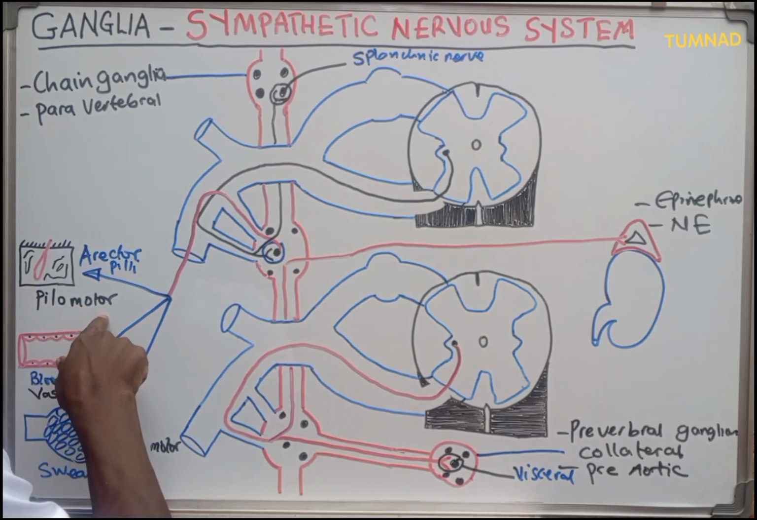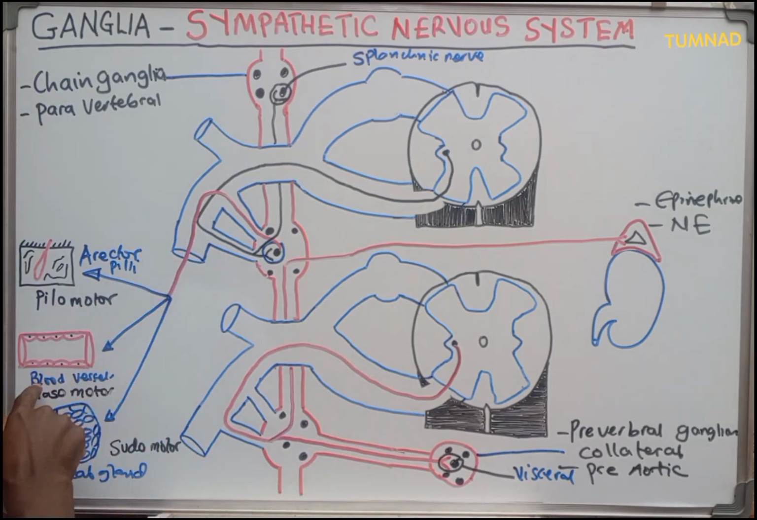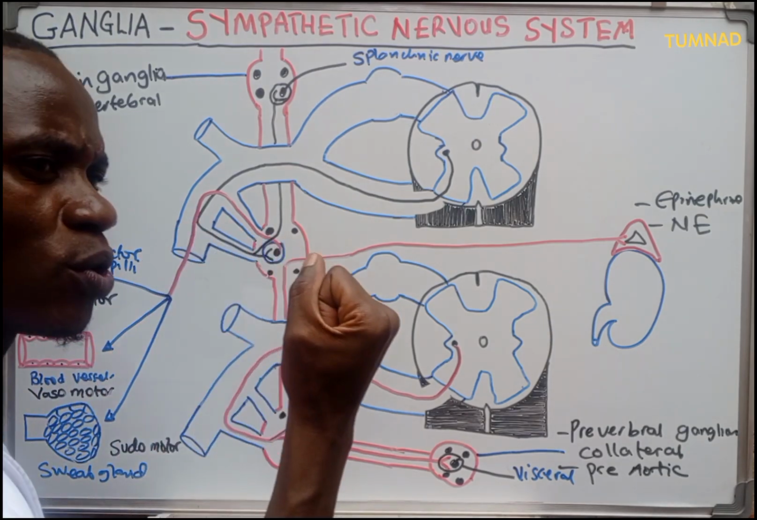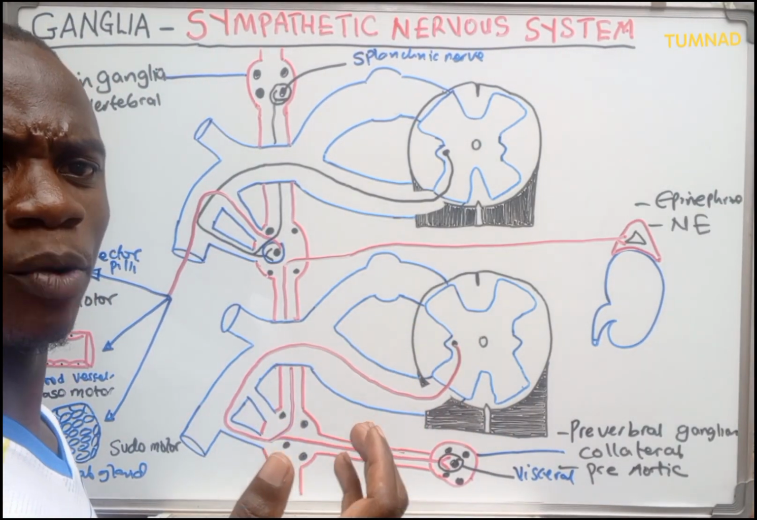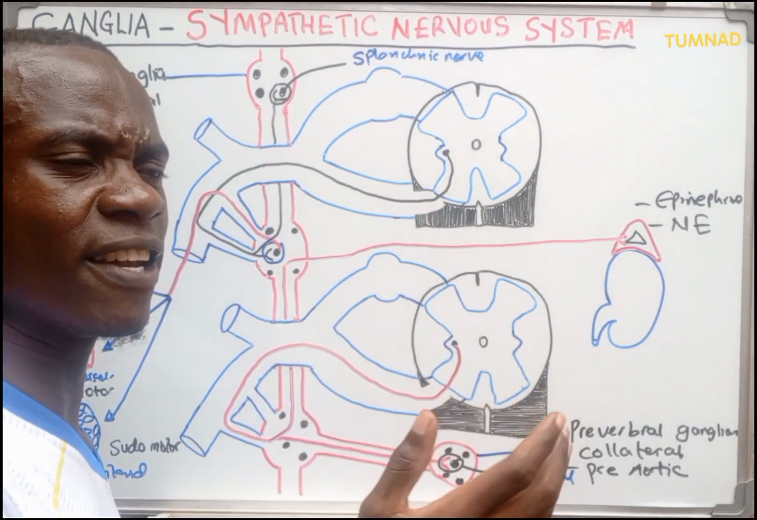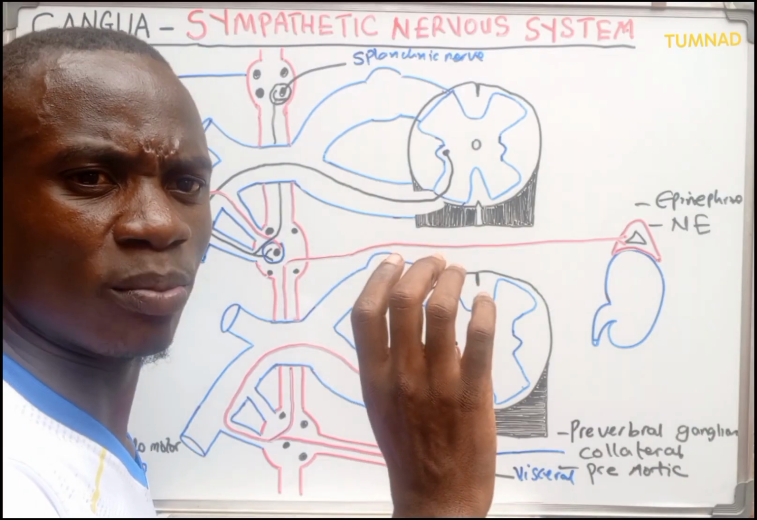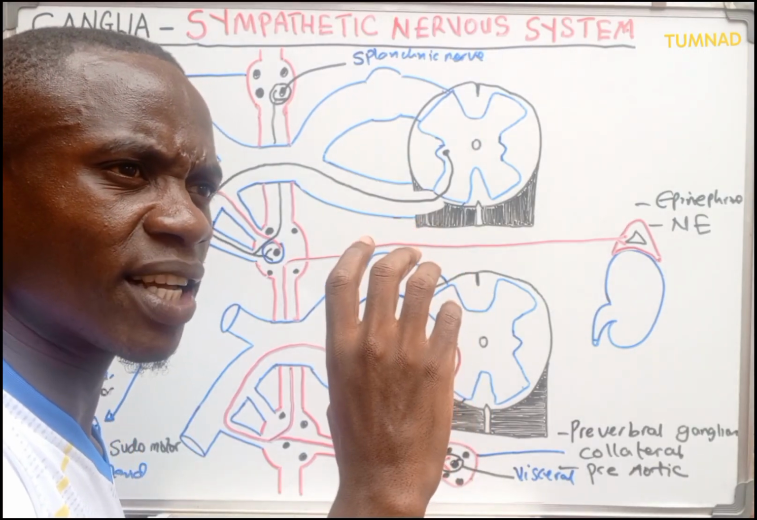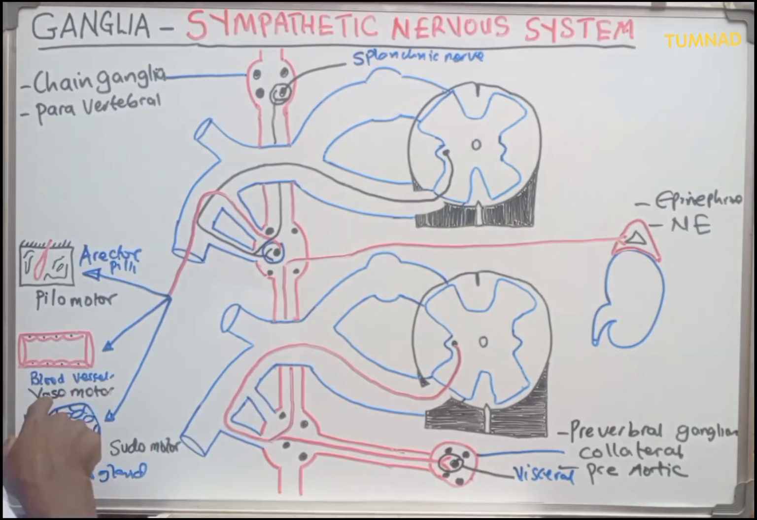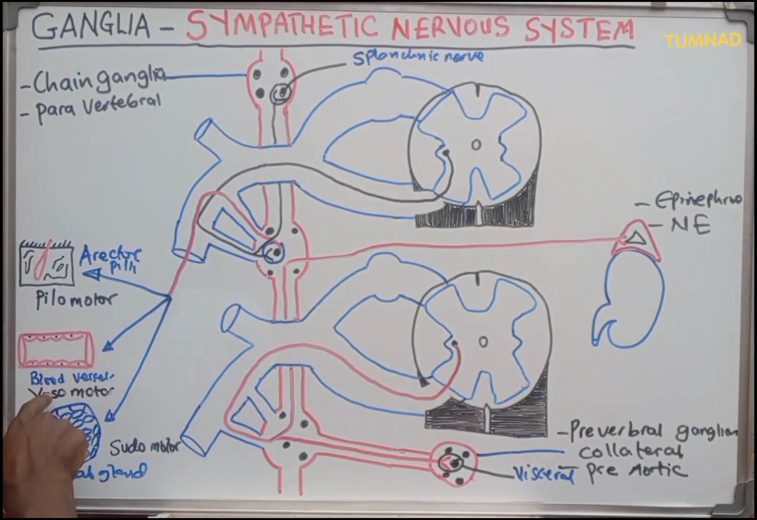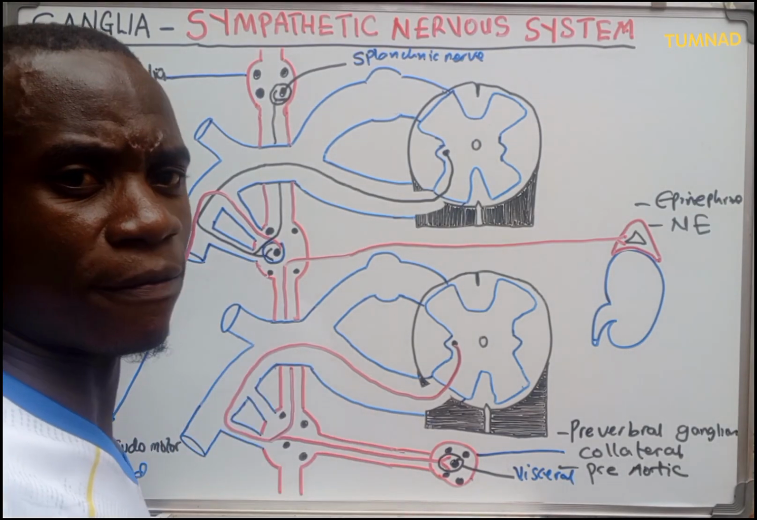These are going to be the pilomotor fibers. They can even go to the blood vessels and cause vasoconstriction, and also vasodilation, depending. For example, whenever the sympathetic nervous system is activated, we need more blood flow to the skeletal muscles. So those blood vessels supplying the skeletal muscles may need to dilate a bit more. Now the fibers which go to the blood vessels, we call them the vasomotor fibers.